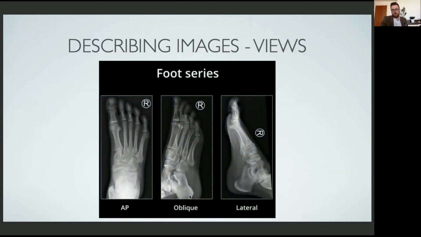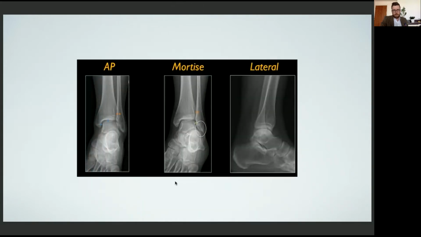When you're looking at views of the foot, you've got anteroposterior views straight through the back, oblique views from the side, and then lateral views as well. When you're looking at ankles, AP and lateral views are hopefully ones that you've come across before, but specifically when you're looking at the congruity of the tibio-talar joint, a mortise view can help ascertain whether or not there's been any significant talar shift or talar displacement indicating an unstable ankle fracture.